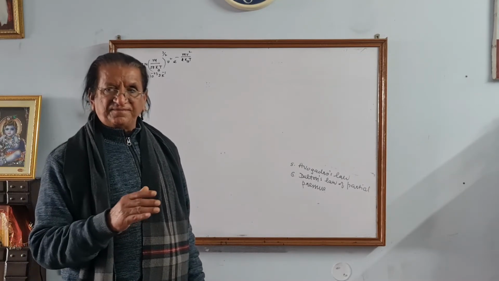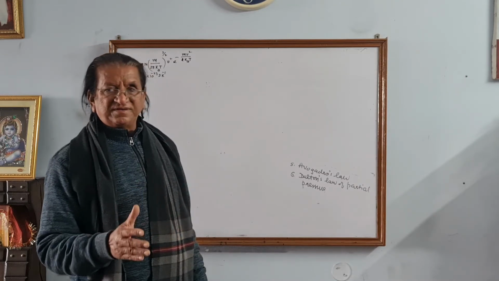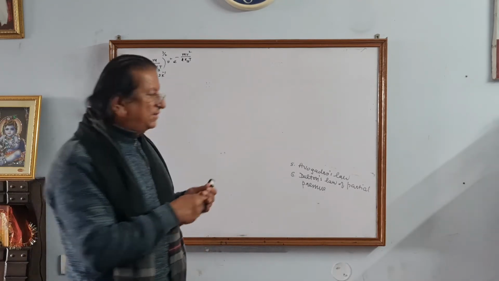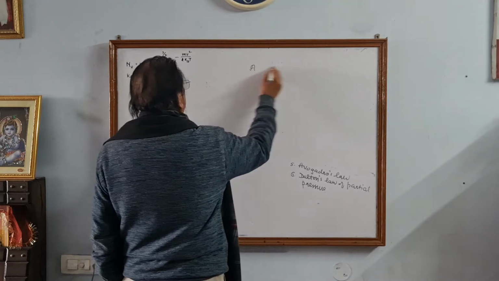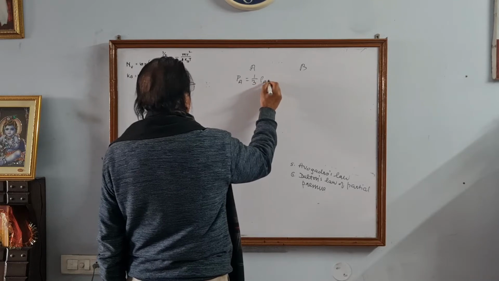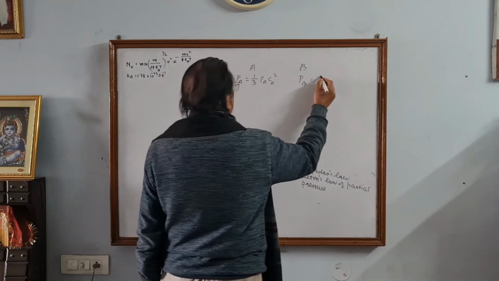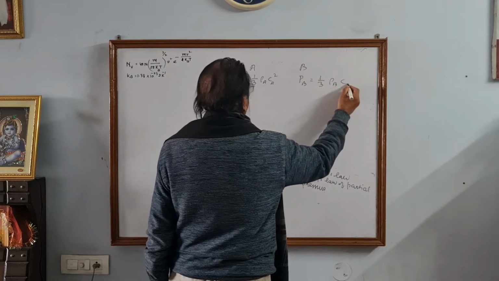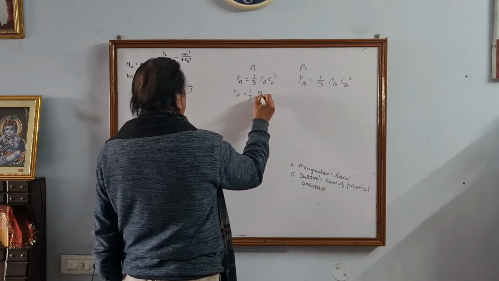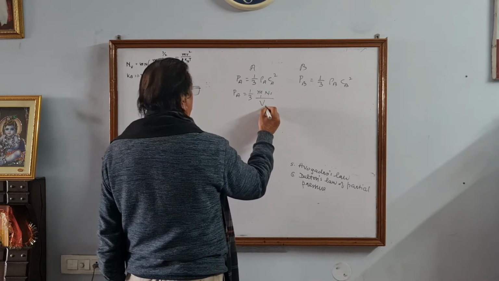Under similar conditions of temperature and pressure, equal volumes of all the gases contain equal number of molecules. So let us take two gases, gas A and gas B. Pressure exerted by gas A is 1/3 ρA CA square, and on this side PB, pressure exerted by gas B, is 1/3 ρB CB square. PA is equal to 1/3 M1 N1 over V1.